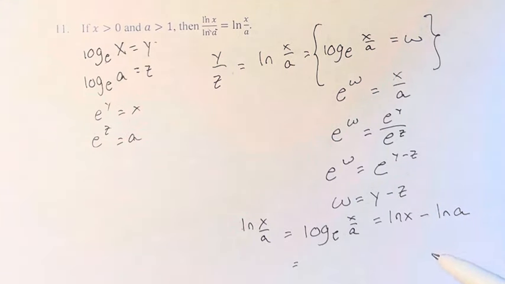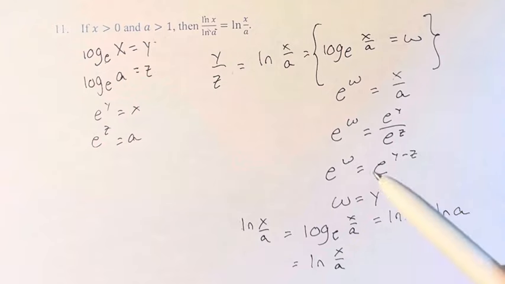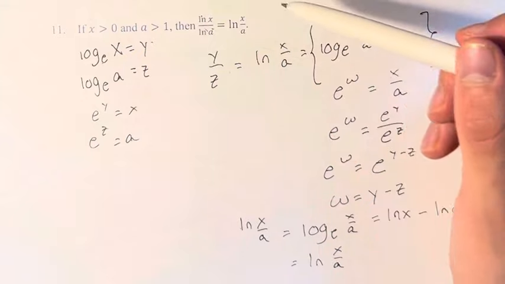However, using the properties of logs, if we are subtracting one log from another and they have the same base, they are equal to the singular log where one is divided by another. Therefore, ln of x over ln of a is equal to ln of x over a.